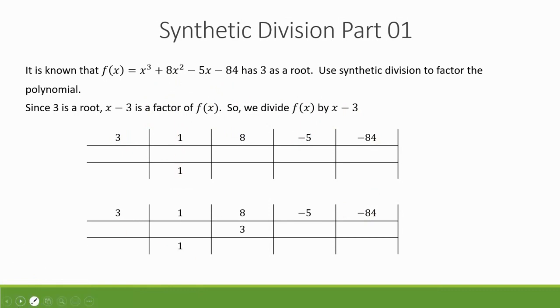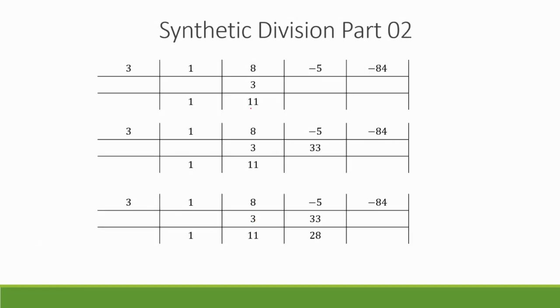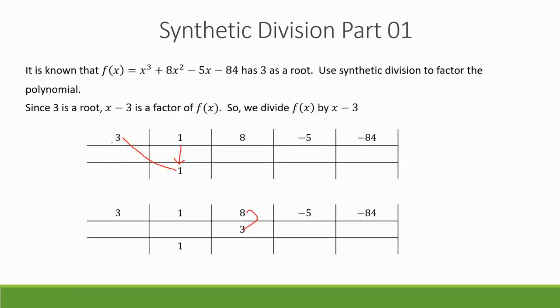Now we bring the 1 down. So now this 1 comes down, and then we're going to multiply. 3 times 1 is 3. 3 is what goes here, as you can see down below. And then you're going to add these two together and get 11, which, as you can see, is here. So again, bring the 1 down, multiply. The product goes here. You add, and the sum goes here.